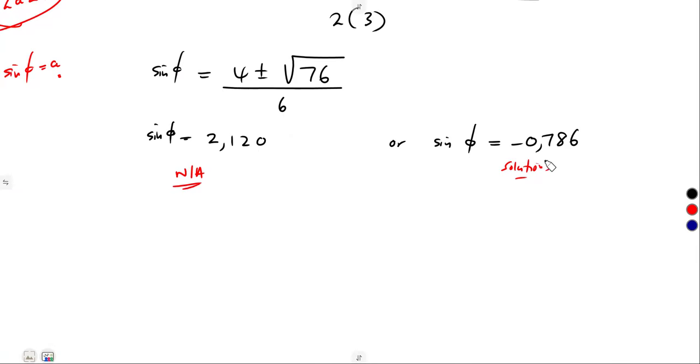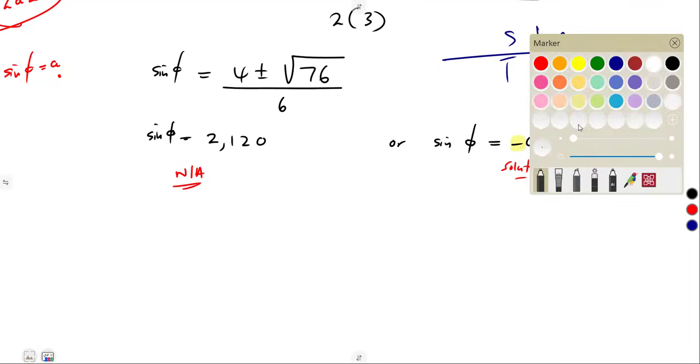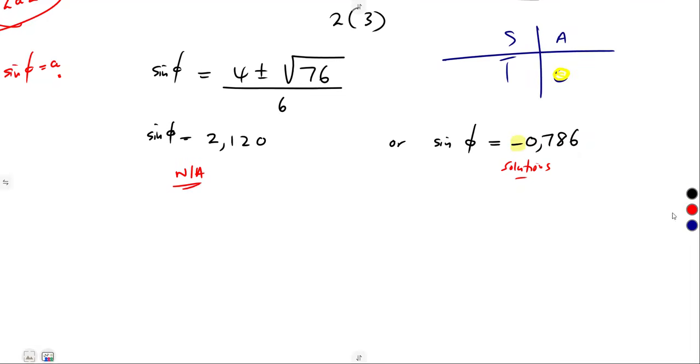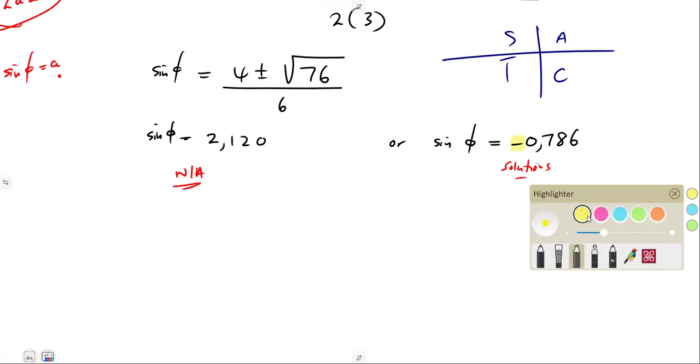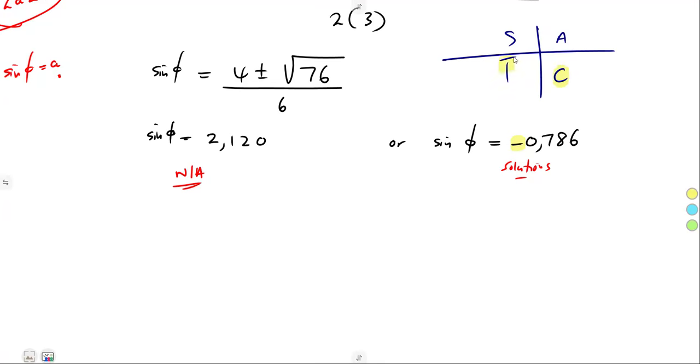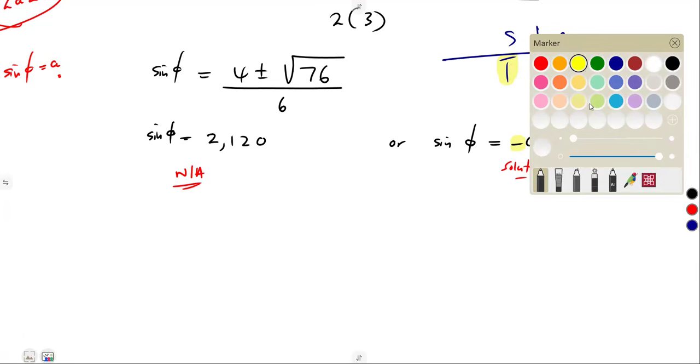Simply consider where sine is negative from our CAST concept. Sine is positive in this and this quadrant. So therefore it is negative here. As we can see, our sine is negative. In which quadrant? In the fourth quadrant, where we have cos as a positive, and in the third quadrant, their sine is going to be negative.